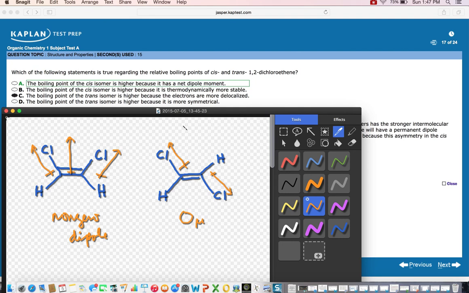You can't pick B because it has nothing to do with thermodynamic stability. You can't pick C because it has nothing to do with delocalization. And you can't pick D because it isn't more symmetrical. The cis compound is more symmetrical. In fact, if you look at this through another lens, here the left side is the mirror image of the right side. So B and C and D are not even correct answers. A is not only correct, it explains the difference. So A is the best answer here.